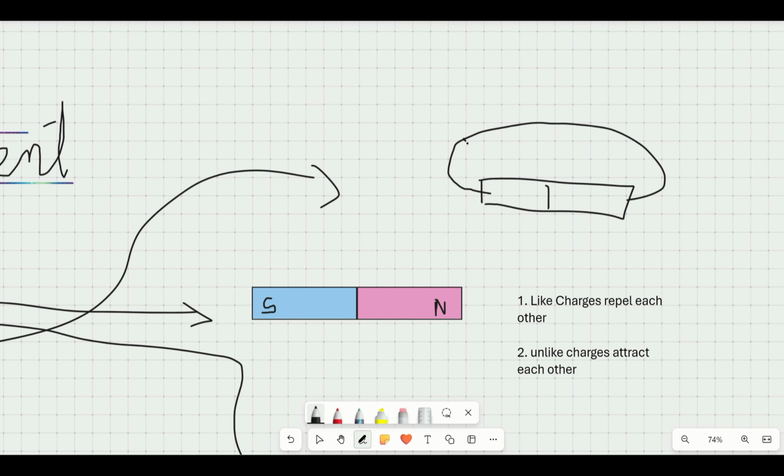Okay, a tangent is drawn. Sorry, no, this is not a tangent. Yeah, a tangent is drawn. Let's draw a tangent, and the tangent tells the direction of force. In any part of the magnetic field lines, a tangent is drawn, and that tangent shows us the direction of force.